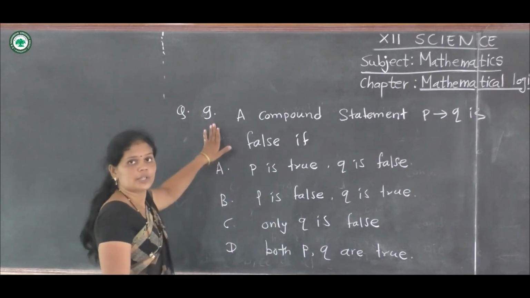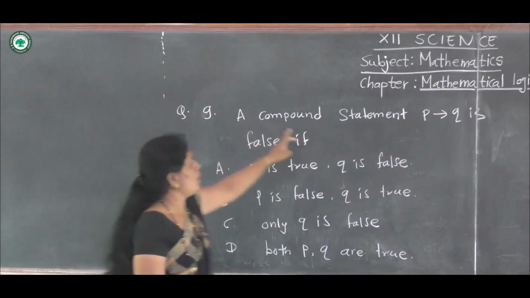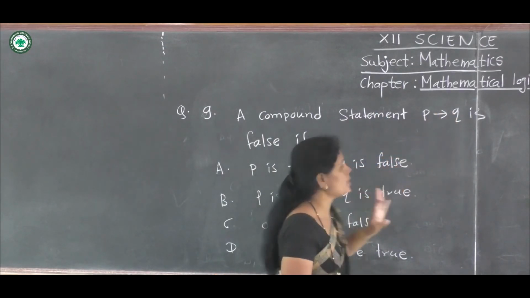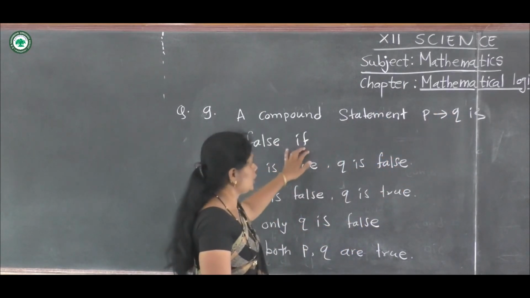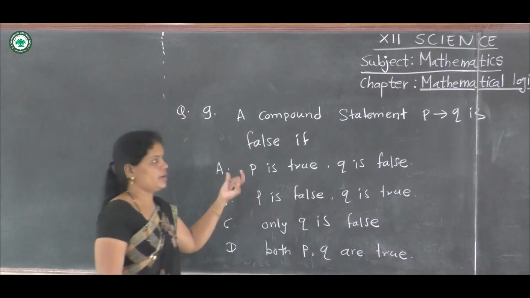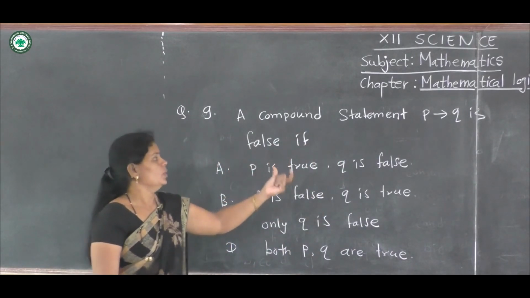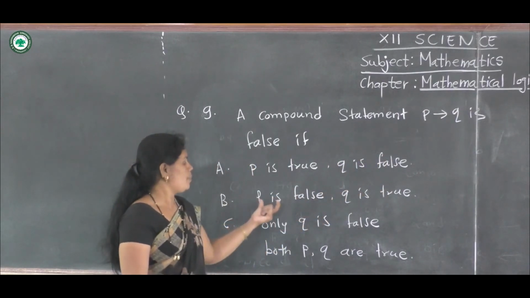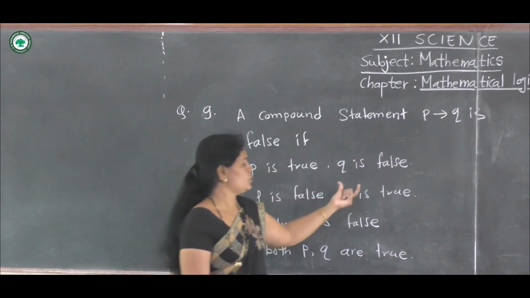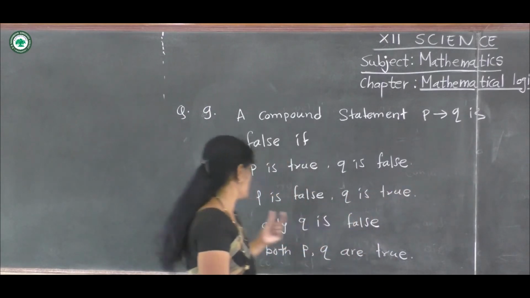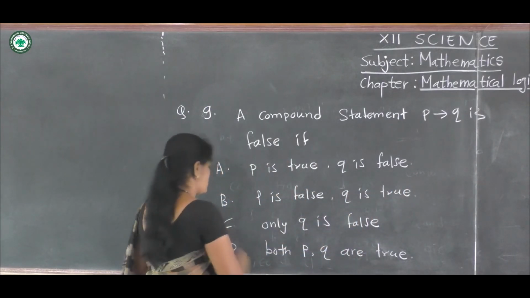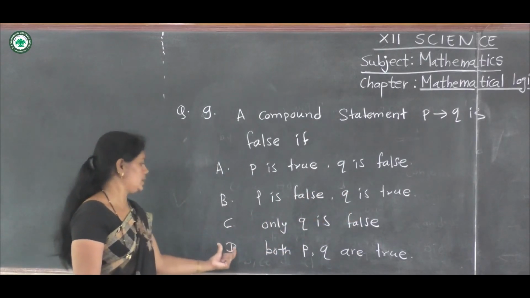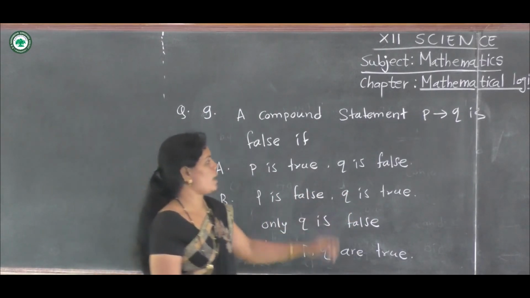Next question, question number 9. A compound statement P implies Q is false if: first option, P is true and Q is false; second option, P is false and Q is true; third option C, only Q is false; last option D, both P and Q are false.